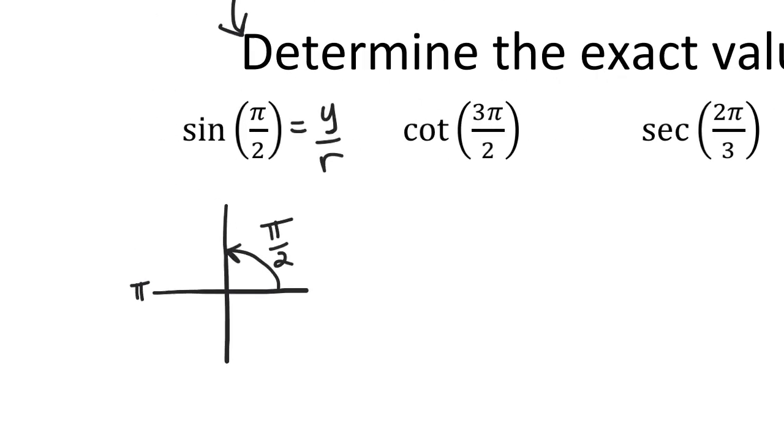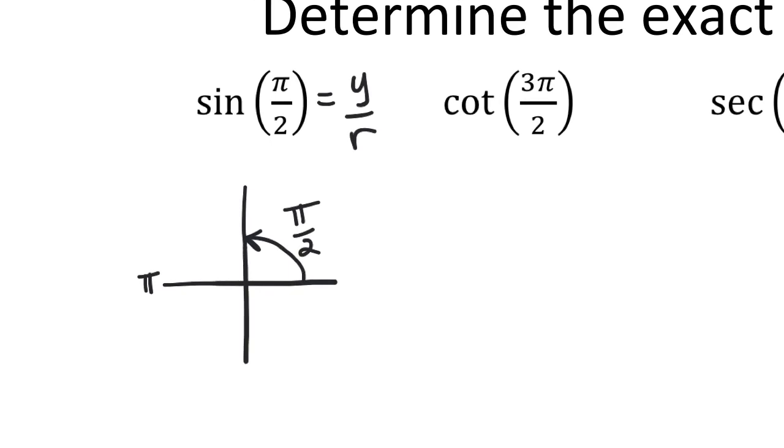So what we're going to do is look at if we were somewhere along this terminal arm, because this is our terminal arm here, then what would be the value for any point on there? It doesn't matter which one you choose. What would be the y value? What would be the r value? It's convenient to always choose that the radius is a length of 1.